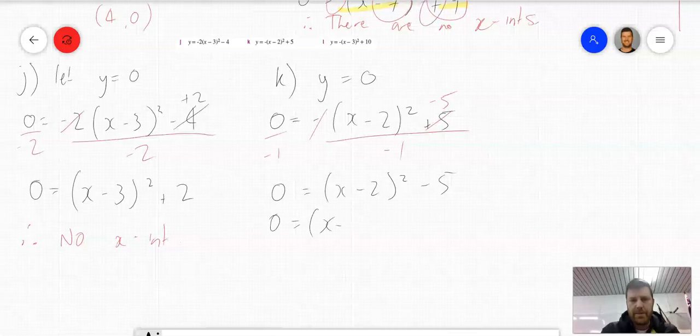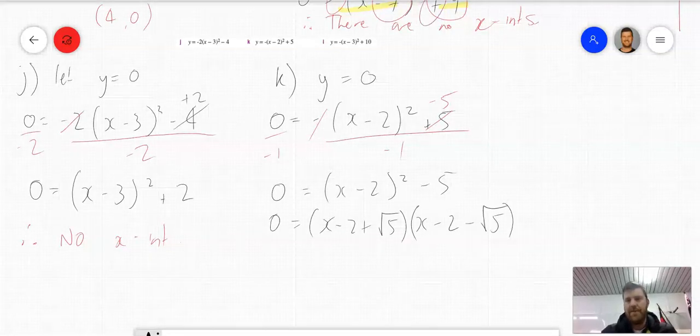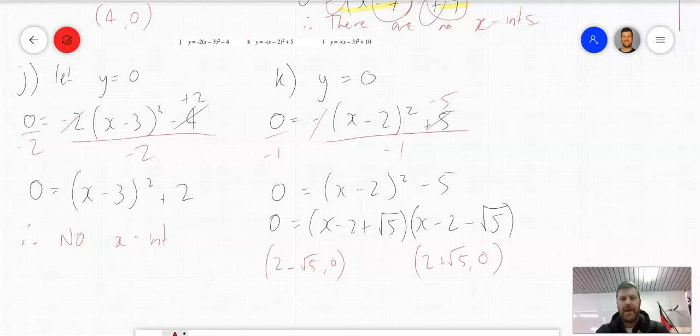Okay, so 0 equals x take 2 at the front, plus root 5 minus root 5. And again, using the null factor law, if x take 2 plus root 5 equals 0, or x take 2 take root 5 equals 0, then x equals positive 2 take root 5. So that's our first coordinate, 2 take root 5 and 0. Or the other coordinate is 2 plus root 5, 0. As a set of coordinates.